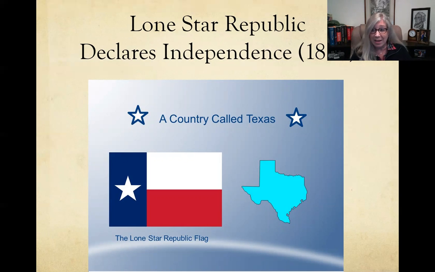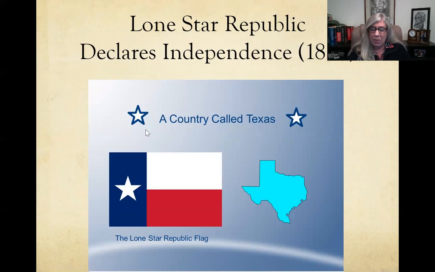So for a period of time, Texas is its own country, the Lone Star Republic, is what it was known as. Okay. Here is the flag of Texas. Notice it has one star because that state was its own country. And when you go to Texas and visit today, they're quite proud of this fact that they were a nation at one point.